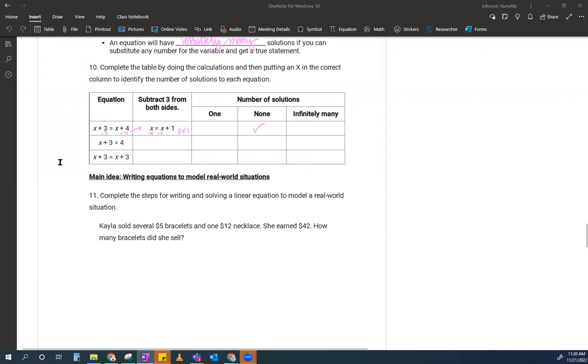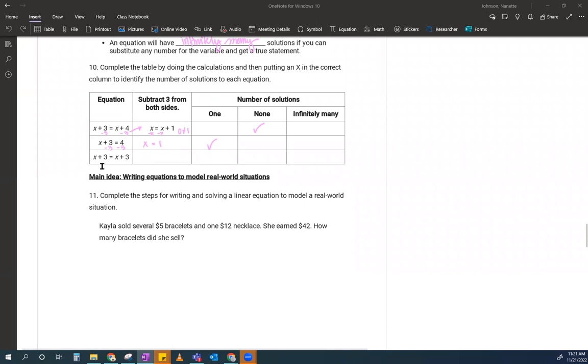Okay, so continuing, if we had this as an equation, x plus 3, and if I subtracted 3 from both sides here, we would get x is equal to 1. Well, that means that we have one solution, not because the answer is 1, but because look, there's only one number that can make this true. 1 equals 1, right? So that's 1.